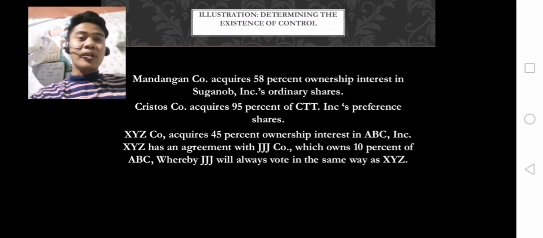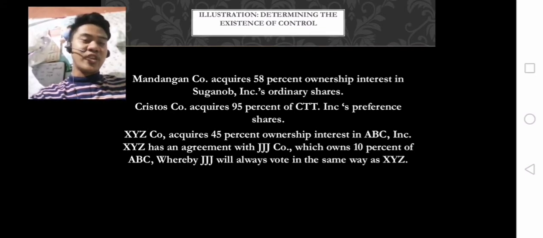Number 2 example, Christos Co. acquires 95% of CTT Intraday preference shares. The answer is no control. Why? Because it is just preference shares. When you acquire preference shares, there is no vote. Only the ordinary shares will have the right to vote in the decision making of the management.